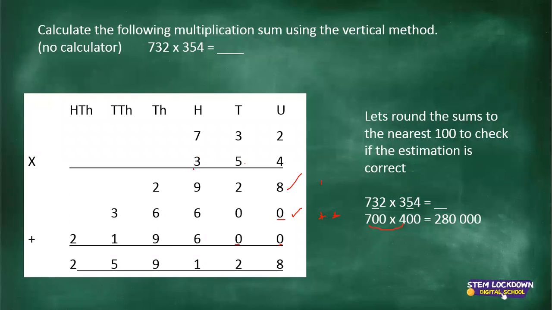Then we have 3 times 7. So 3 times 7 is 21. So we put our 1 here and we put the 2 in the next column. So in this one, because it was easy to multiply, we didn't have to do any carrying over. When you multiply smaller numbers, it's easy to multiply without carrying over.